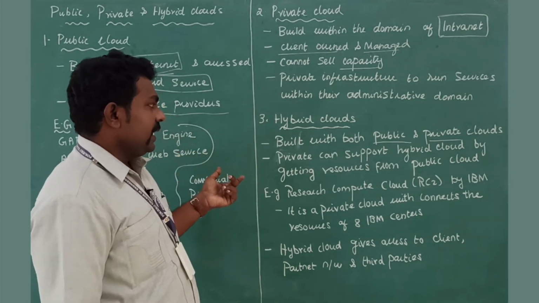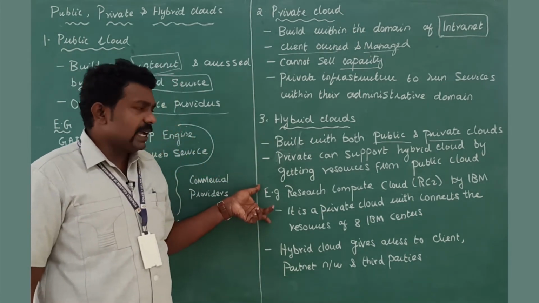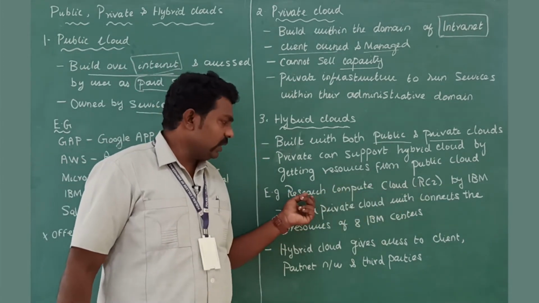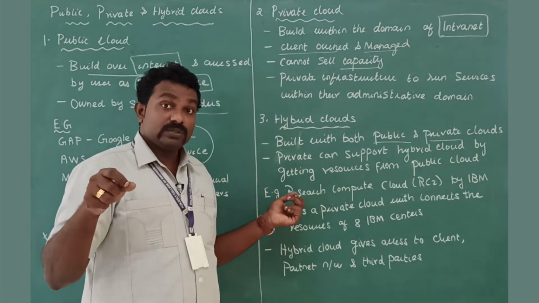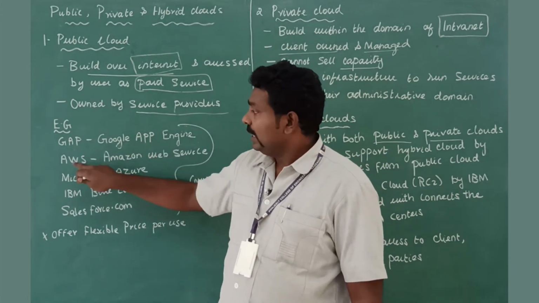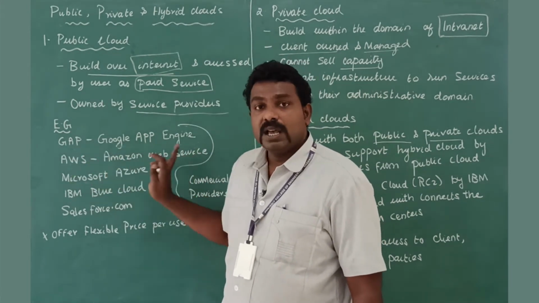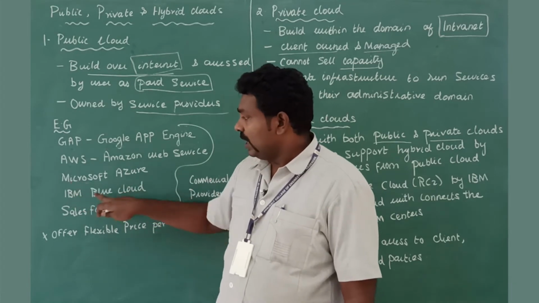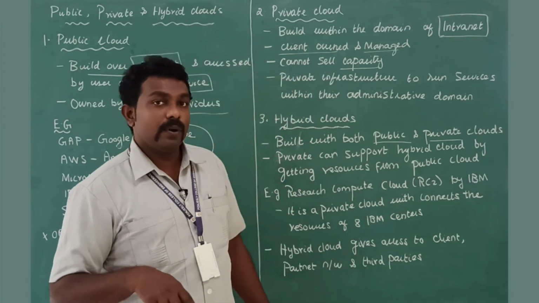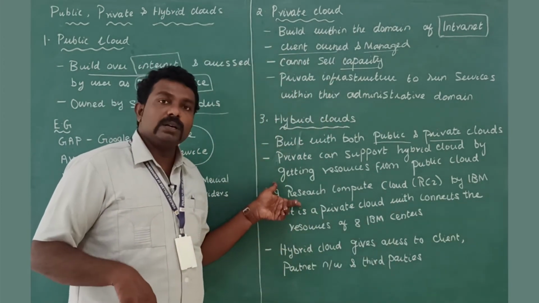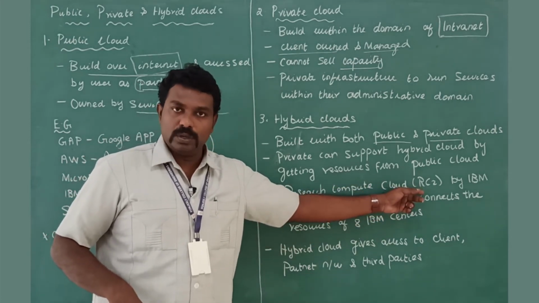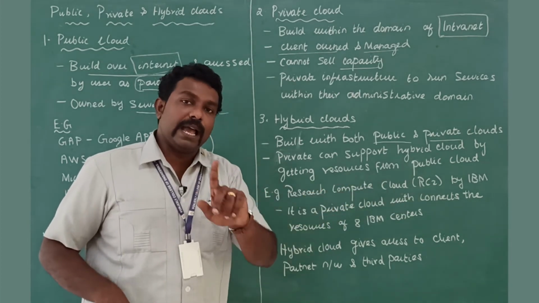Right. So one example for this hybrid cloud is the research compute cloud. It is called RC2, research compute cloud. So these terms are very important. Here I taught you GAP, that is Google App Engine, AWS, Amazon Web Services, the cloud offered by Microsoft is Azure, IBM offers IBM Cloud, Salesforce offers Salesforce.com. Here we are seeing another cloud, the research compute cloud. Since there is 2 C, you call it RC2. This is also developed by IBM.